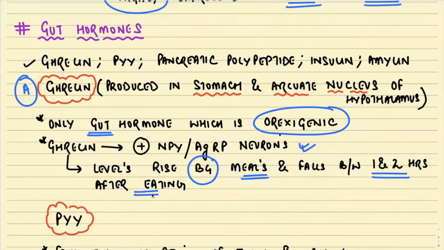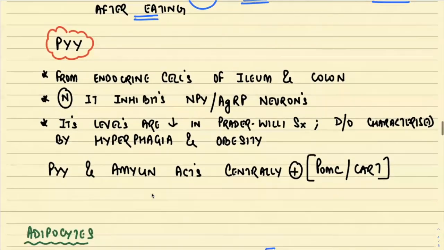Can we move ahead? The second group over here is the PYY. It is released from the endocrine cells of the ileum and the colon. Now, they are the one which is inhibiting your NPY-AGRP group of neurons. So normally it is inhibiting. As I told you, ghrelin is the only one to stimulate this pathway.